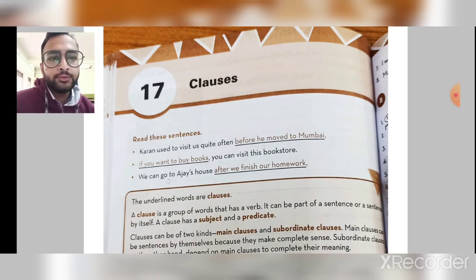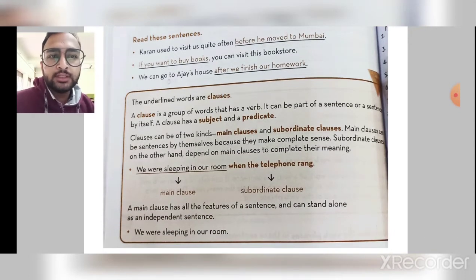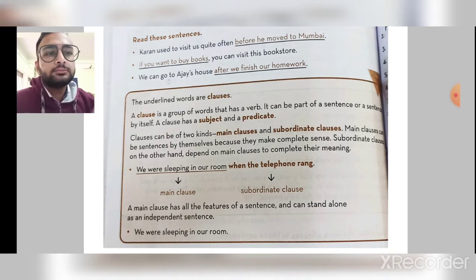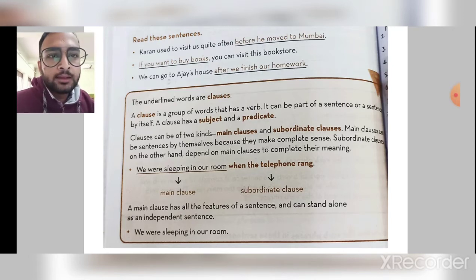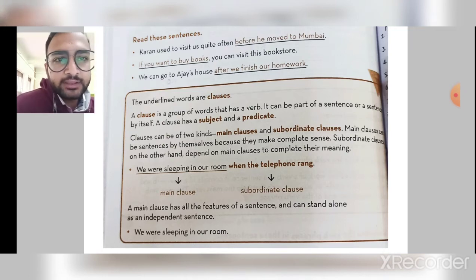So there are a few words that are underlined in the chapter. Here we go through the definition. The underlined words are clauses. A clause is a group of words that has a verb. It can be a part of a sentence or a sentence by itself. A clause has a subject and a predicate. So here you can see a clause is divided into two things, subject and predicate.